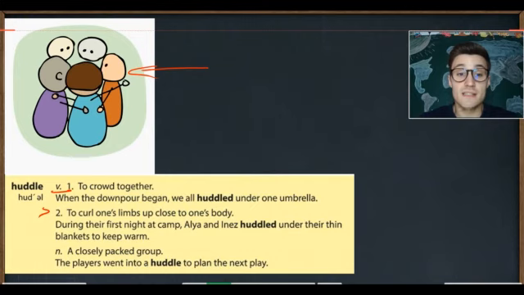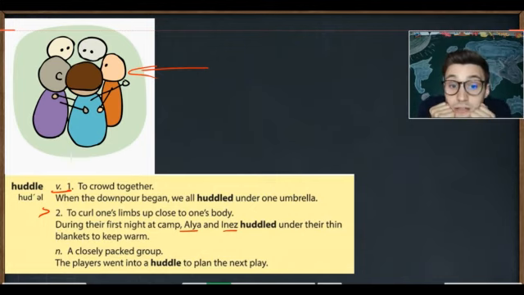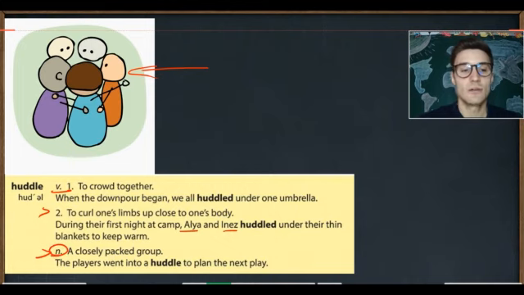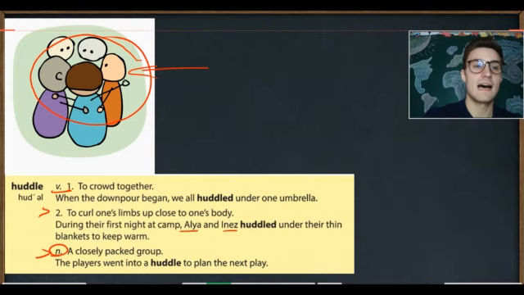During their first night at camp, Alaya, I think, and Inez huddled under the thin blankets to keep warm. To huddle is to make your body into a little ball. The noun meaning huddle is the name of a closely packed group. This is a huddle.